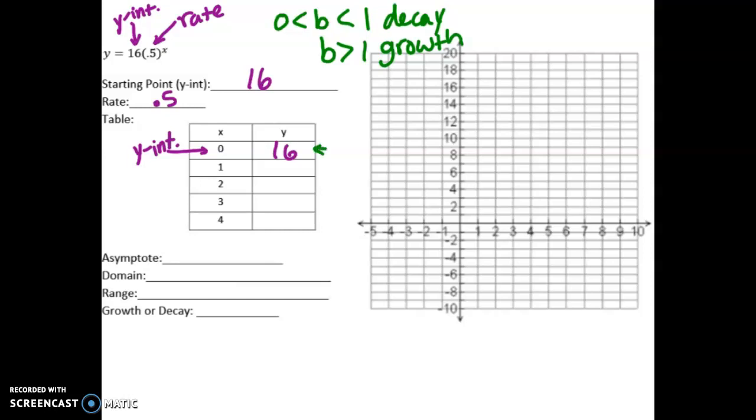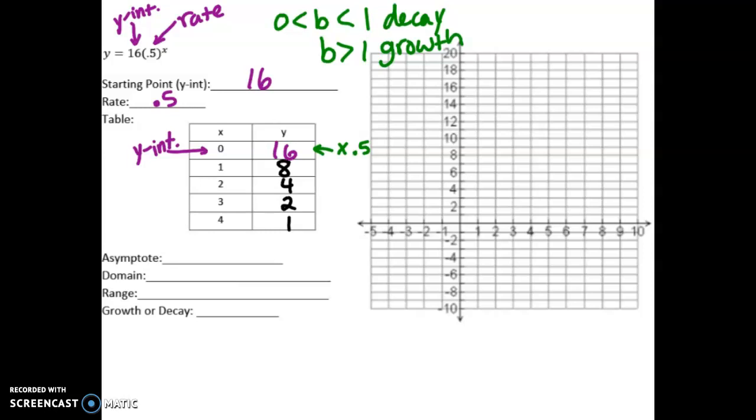So we're going to take that 16 and multiply it by 0.5. 16 times 0.5 is 8. 8 times 0.5 is 4. 4 times 0.5 is 2. 2 times 0.5 is 1. So you can see that we have many points. Basically what's happening is it's taking half. So let's go ahead and graph it.